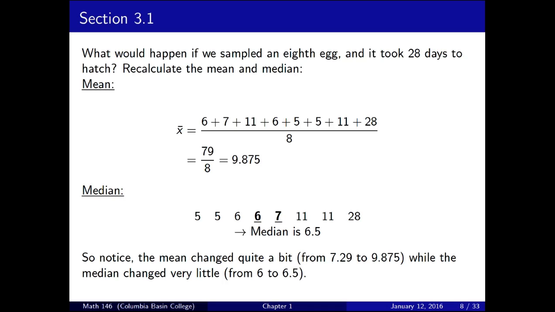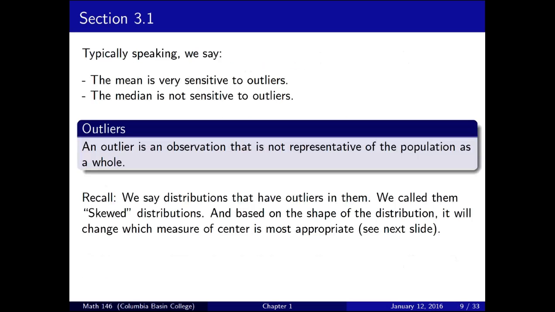Okay, it goes all the way from 7.29 up to 9.875. So pretty big jump. But the median hardly changed at all. And this is actually always true. So typically we say that the mean is very sensitive to outliers, whereas the median is not.